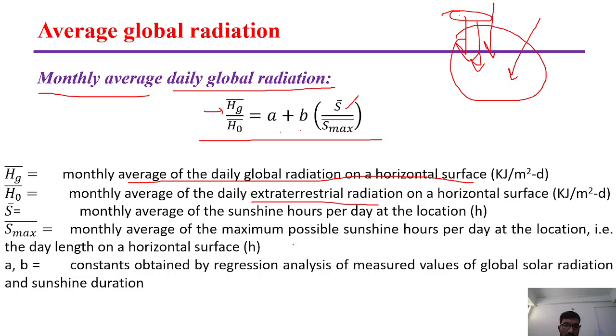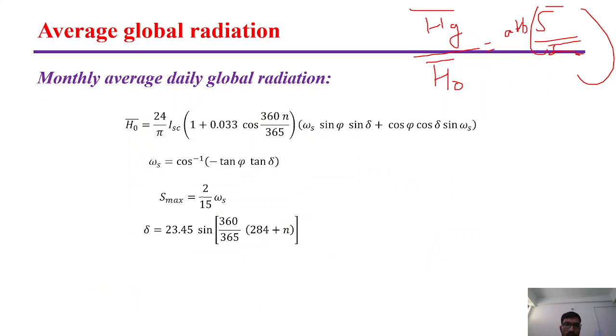These are the total day length on the horizontal surface. So to calculate the H0, it is calculated based on the solar constant and the number of days, and for this again we should know the values for the hour angle, latitude, and declination angle.